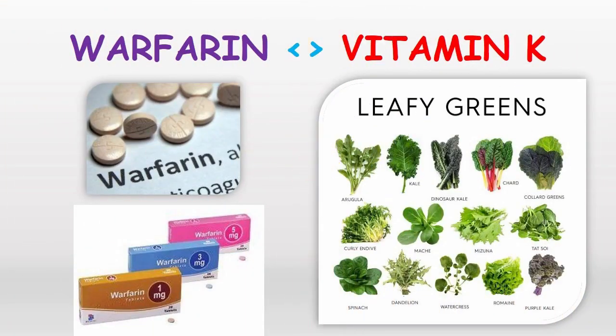Number 1, warfarin and vitamin K or phytonadione. A patient who is taking warfarin should be advised not to take green leafy vegetables because they are rich in vitamin K content. This is a moderate interaction with good documentation, that is, the number of reports of this interaction is really very good. Now what's the mechanism of this interaction, or what is going to happen because of this?